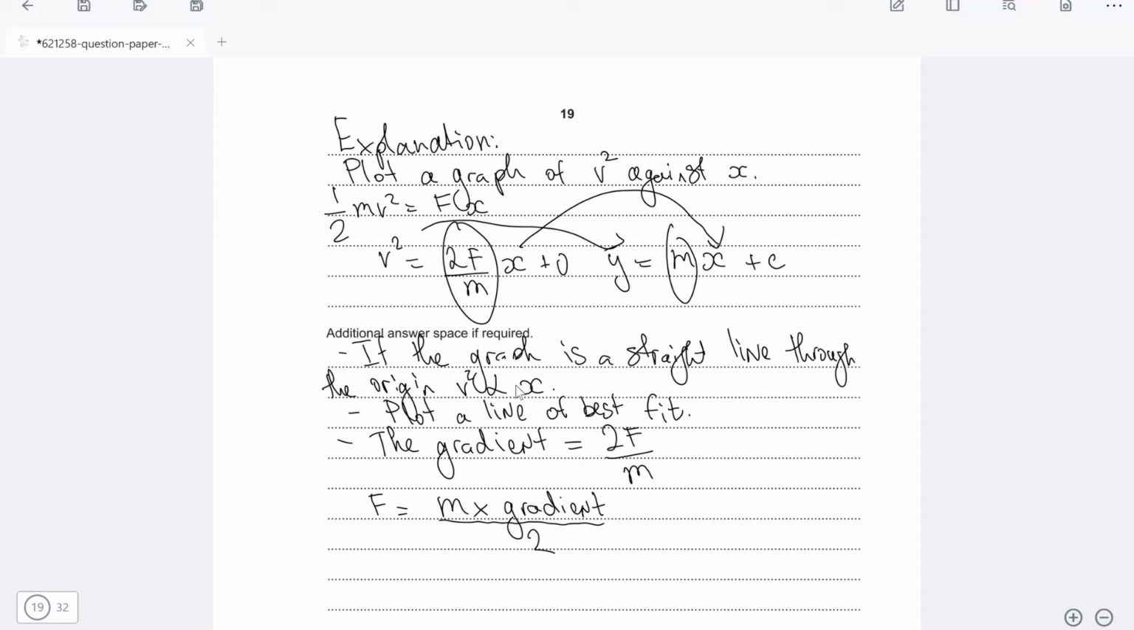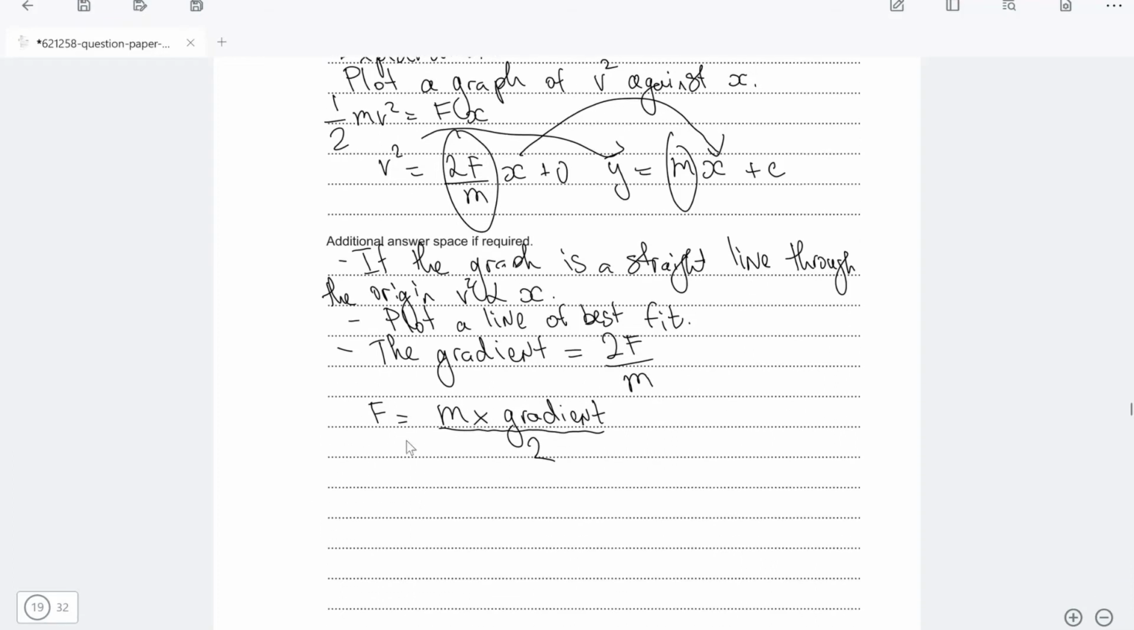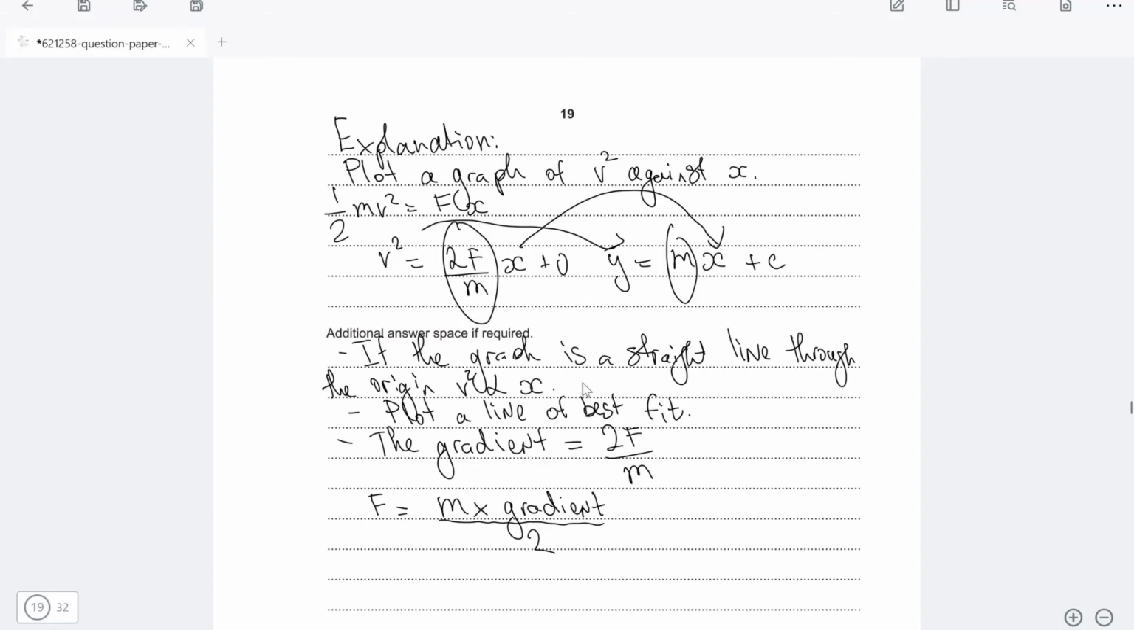I've also said that we're going to plot a line of best fit, and the gradient is going to equal 2f over m. The final step is really important, which tells us exactly how to calculate the force F, which is going to be, just rearranging for that, m times the gradient divided by 2. Notice that there will be multiple other options, or at least a few other options, for a graph. For instance, we could have plotted a graph of x against v squared, in which case our gradient will be the inverse. But hopefully this helps.